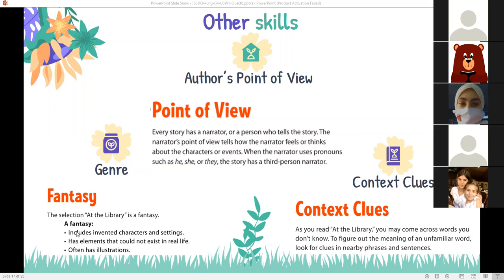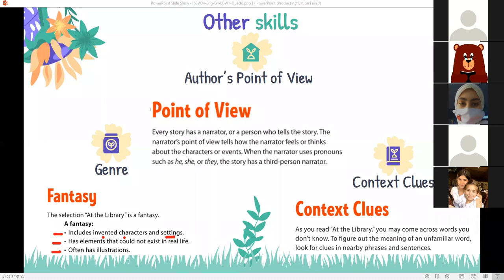However, it's very important that you memorize these lines, okay? Because I will ask you, for example, what are the characteristics? We call them characteristics. What are the characteristics of a fantasy genre? And you have to write them all. Okay? It includes invented characters and setting.